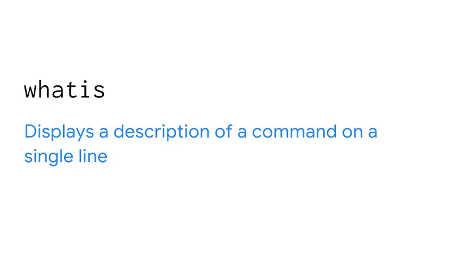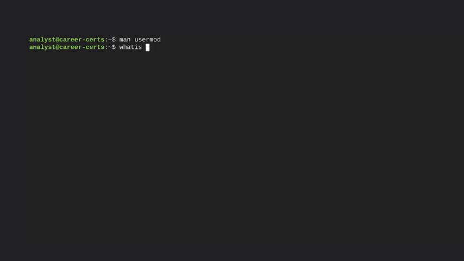Man provides a lot of information, but sometimes we just need a quick reference on what a command does. In that case, you use whatis. Whatis displays a description of a command on a single line. Let's say you heard a coworker mention a command like tail. You've never heard of this command before, but you can find out what it does. Simply use the command whatis tail and learn that it outputs the last part of files.